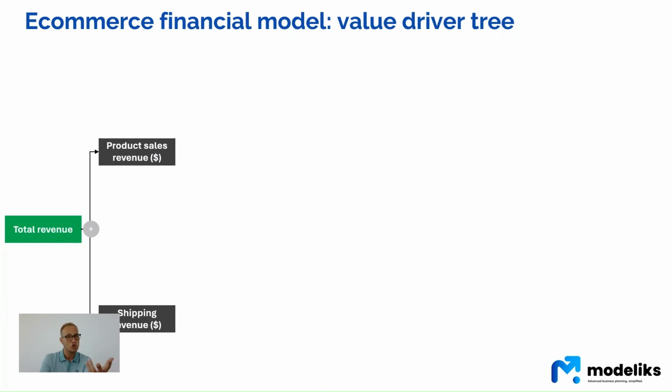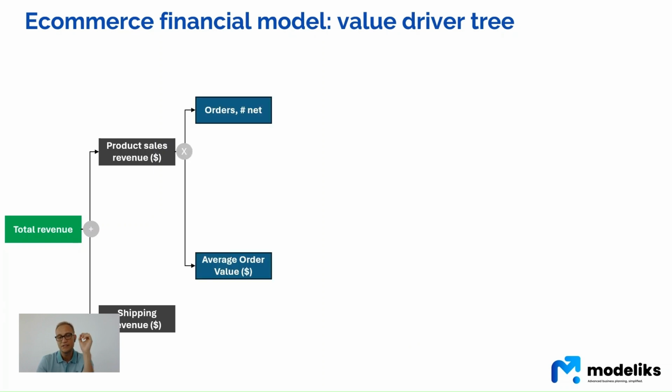Some companies might not charge for shipping, so in that case, they will not have a shipping revenue stream, but most companies do. So these are the two main revenue streams that an e-commerce company has. Now, how are we going to calculate the product sales revenue? First, the product sales revenue is equal to the number of net orders that we are able to generate with our business, multiplied by the average order value.